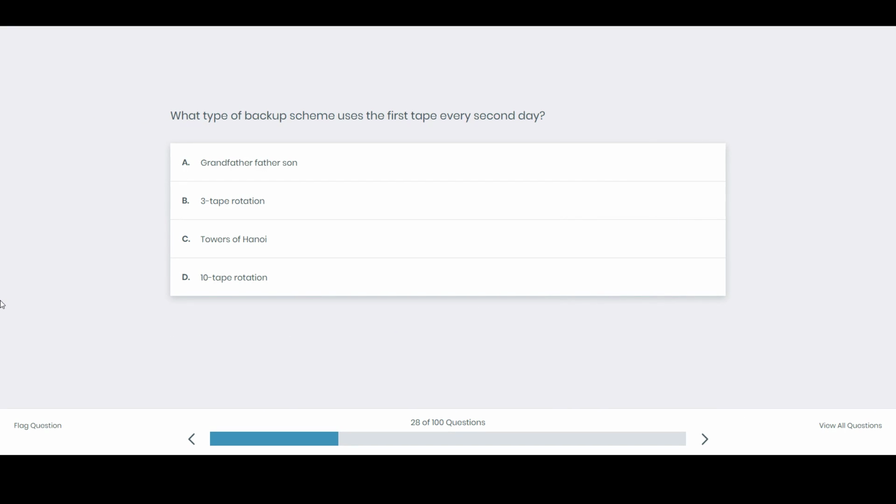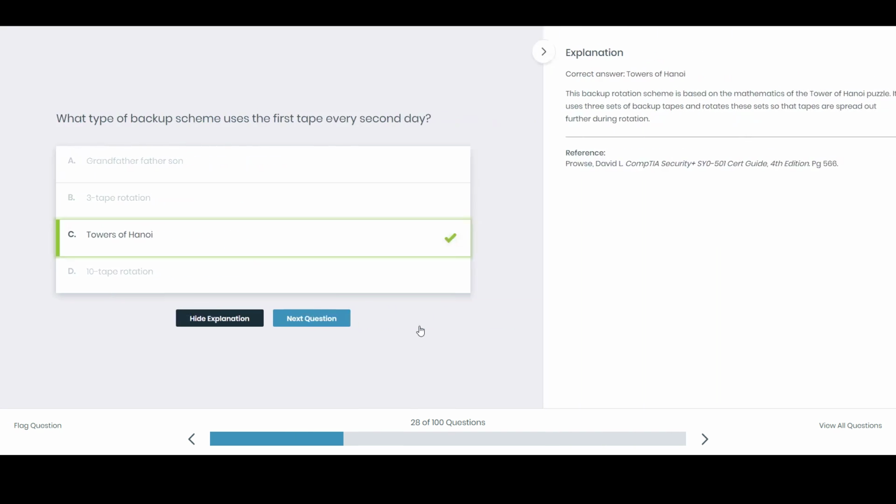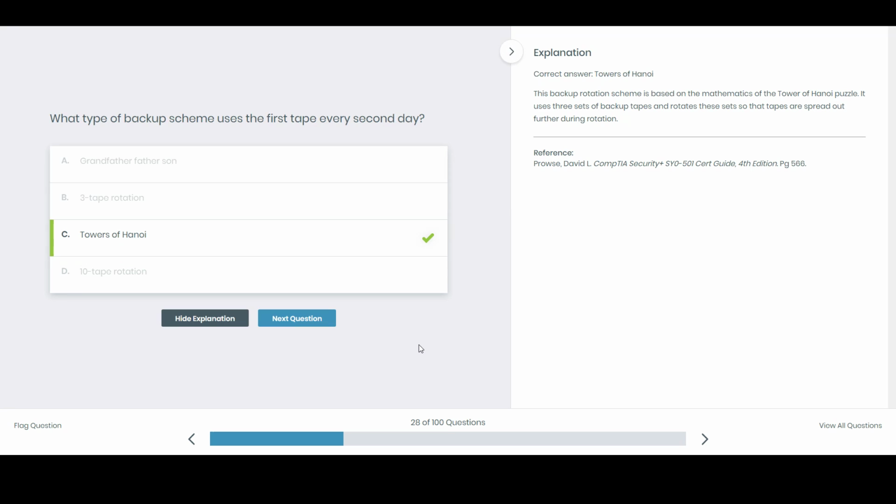What type of backup scheme uses the first tape every second day? The grandfather, was it grandfather, father, son? This is different. Three tape rotation. I didn't know this one, 3 tape and 10 tape. Only the A or C, but 100% this is really different kind of backup. So I think Tower of Hanoi. Yeah, this backup rotation scheme is based on the mathematics of the Tower of Hanoi puzzle. It uses 3 sets of backup.